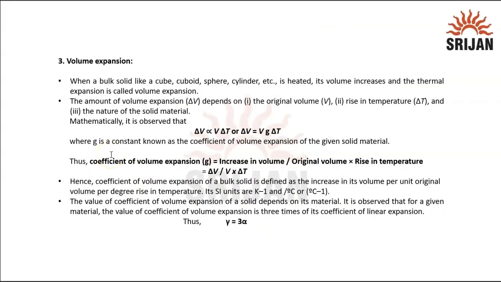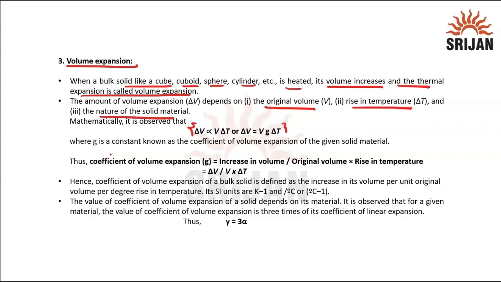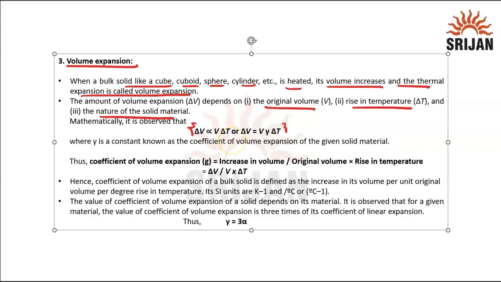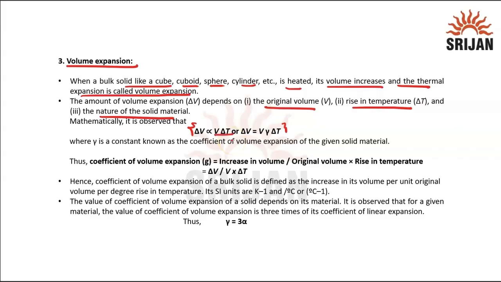Now coming to the third expansion, which is volume expansion. Since we are talking about volume, we are including 3D shapes here as well. When a bulk solid like a cube, cuboid, sphere or cylinder, all 3D shapes, is heated, its volume increases, and this thermal expansion is called volume expansion. Everything depends on volume here, so you look at the original volume, the rise in temperature, and the nature of the solid material. Your relation looks like this: delta V is directly proportional to the product of volume and change in temperature.